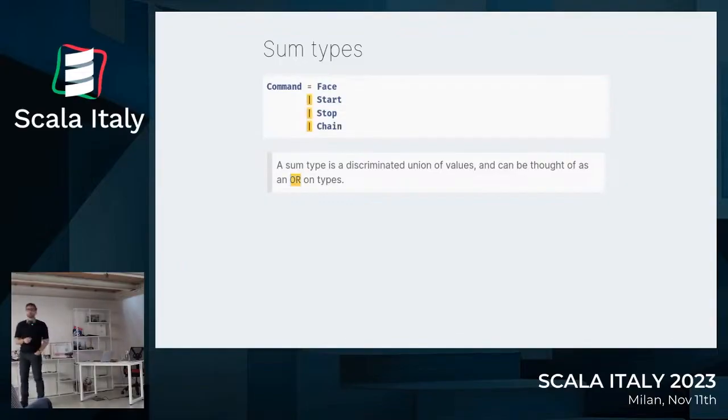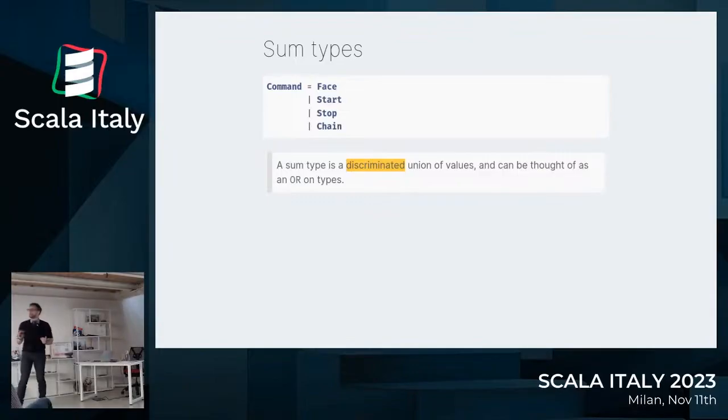A sum type is something that can be thought of as an or between types, like we've done here: face or start or stop or chain. It's also a discriminated union. And I realize I haven't yet given you enough information to understand what discriminated means here. I haven't earned the right to use that term yet. So let me explain what discriminated union means. In order to do that, I need to show you what an undiscriminated union is.